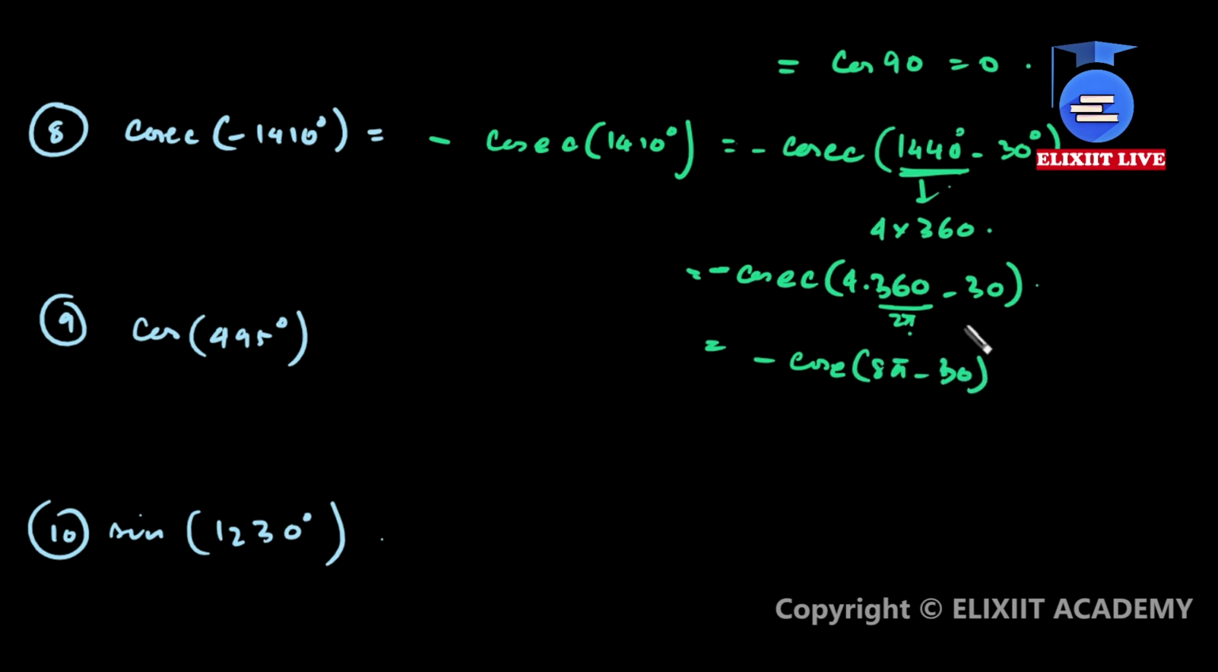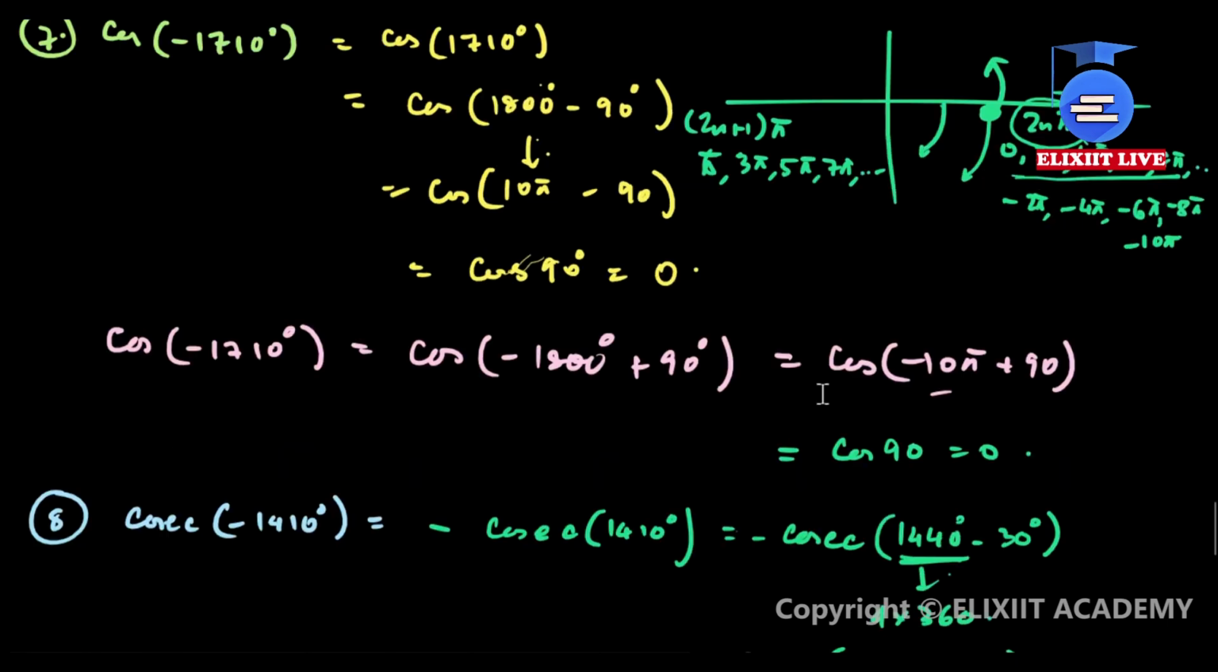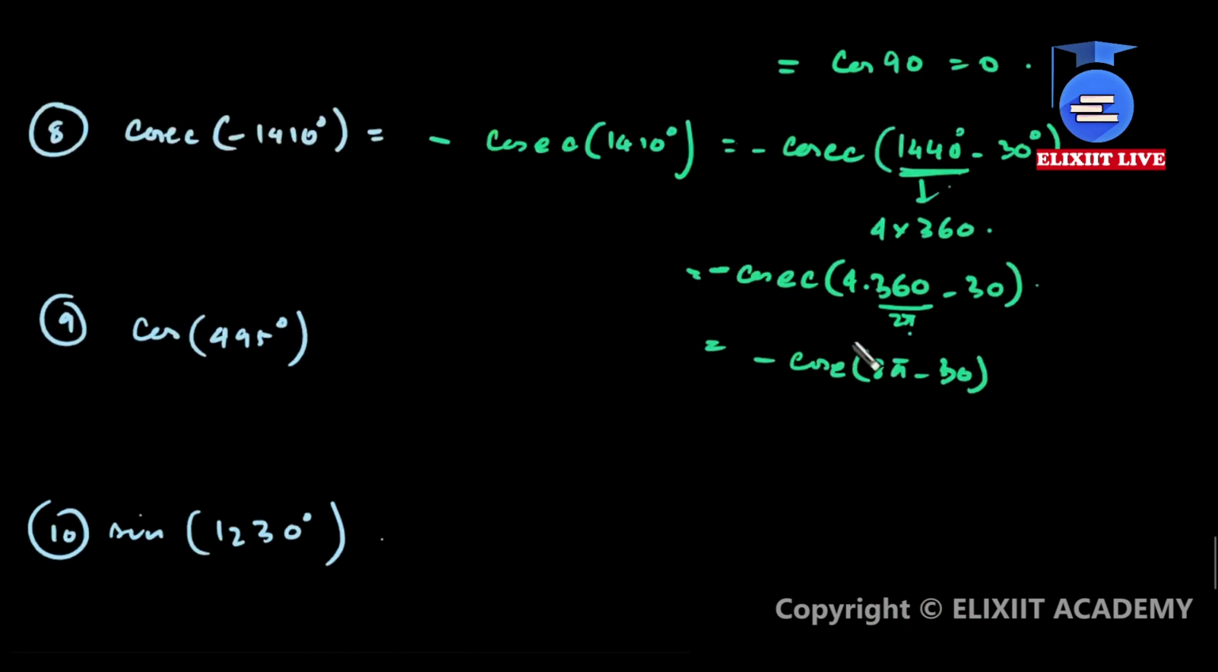8 pi means even multiples of pi, and even multiples of pi means no change. 8 pi minus theta means the fourth quadrant. In the fourth quadrant cosec is negative, so this will be negative. So this is minus of minus cosec 30. Cosec 30 is 1 by sine 30, and sine 30 is half, so cosec 30 is 2. Minus minus cancels out. Answer will be 2.